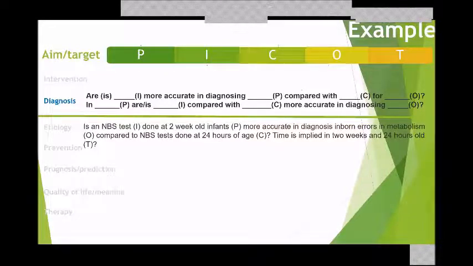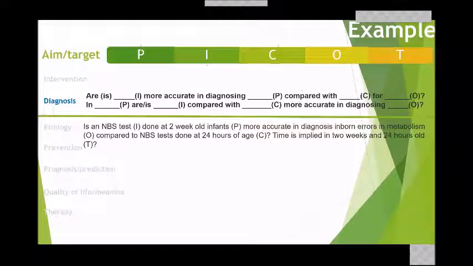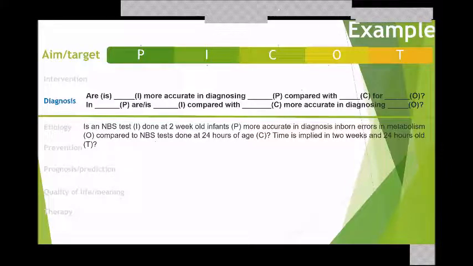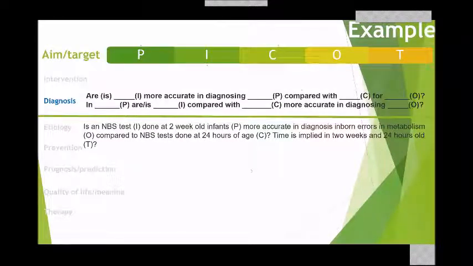The real question is: is the NTS, or neonatal newborn screening test, done at 2 weeks old infant, so the intervention or the diagnostic test is the newborn screening done at 2 weeks of age, of a premature baby, that's our population, more accurate in diagnosis of inborn error of metabolism, that's our outcome, compared to a newborn screening test done at 24 hours of age? So that's our comparison.